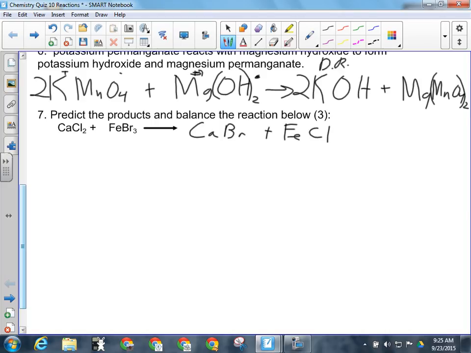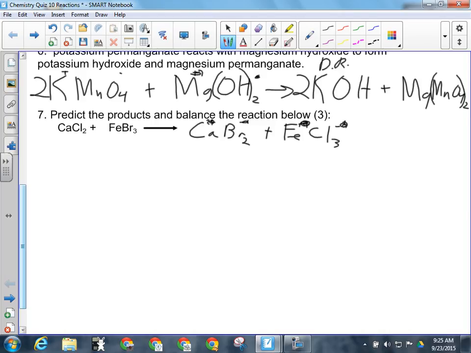Okay, what do I need to do with those 2 compounds? I need to swap and drop because they're both ionic. This is a +2, this is a -1, so I've got CaBr2. Iron was a +3 over here, so it's also a +3 over here, and this is a -1, so we have FeCl3. Right? So now I've got my products predicted. I know that they're swapped and dropped correctly. Now I can go back and balance my whole reaction.